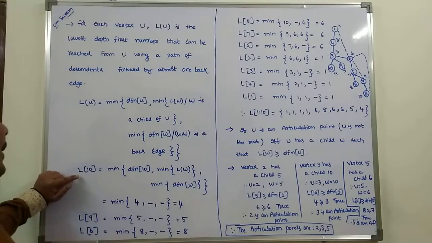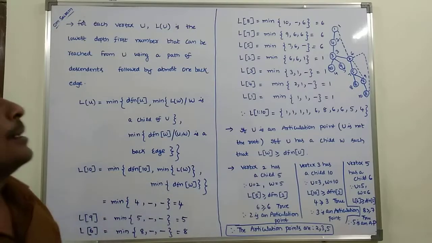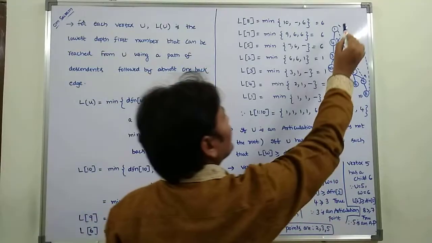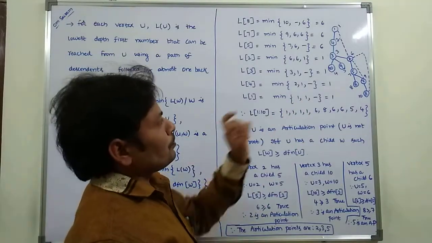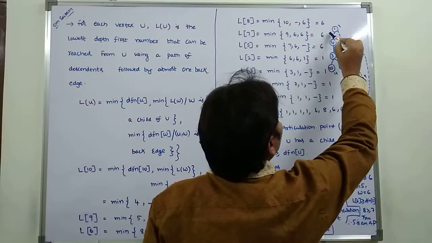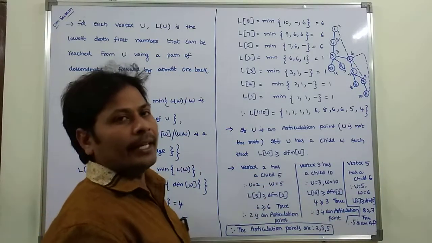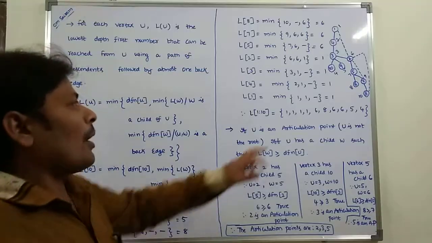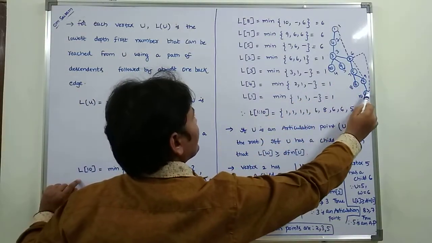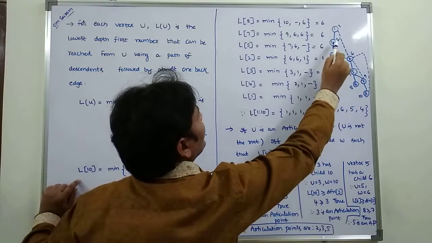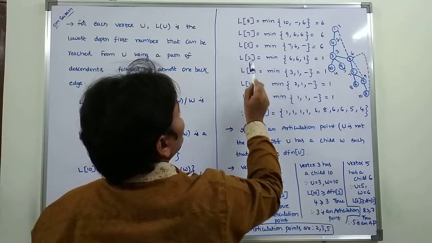So for example, we can go to L of 10. Here u is equal to 10. L of 10 is equal to the minimum of dfn of 10. Here the number outside each vertex represents the depth first number, and the depth first spanning tree is drawn. We have to visit the depth first spanning tree in postfix form. According to the postfix form, we visit 10, 9, 6, 8, 7, 5, 2, 3, 4, 1.